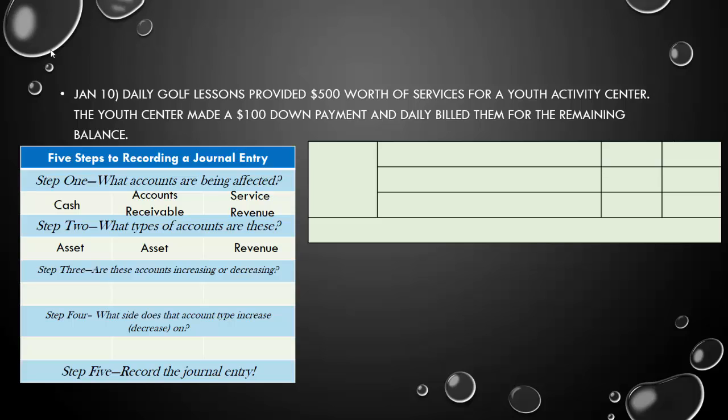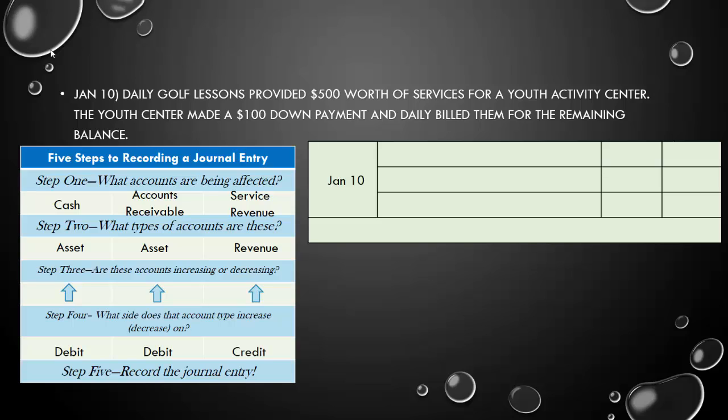The amount of cash our business has after we receive that $100 down payment is going to be going up. The amount of money owed to us by other parties is going to be going up because we just built this youth activity center. And the amount of services we provided during the period which we are tracking also has to be going up because we just did another job. Assets increase on the debit side while revenues increase on the credit side.